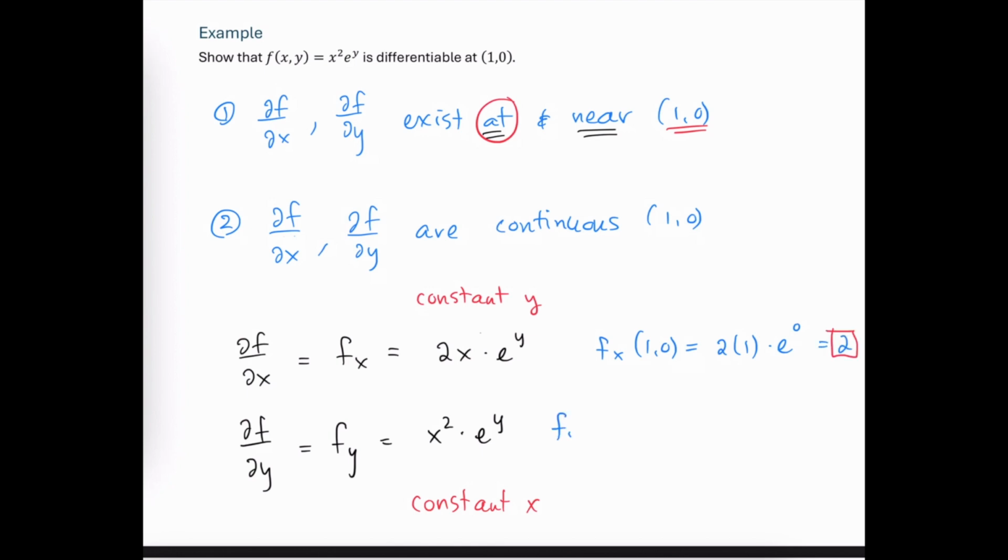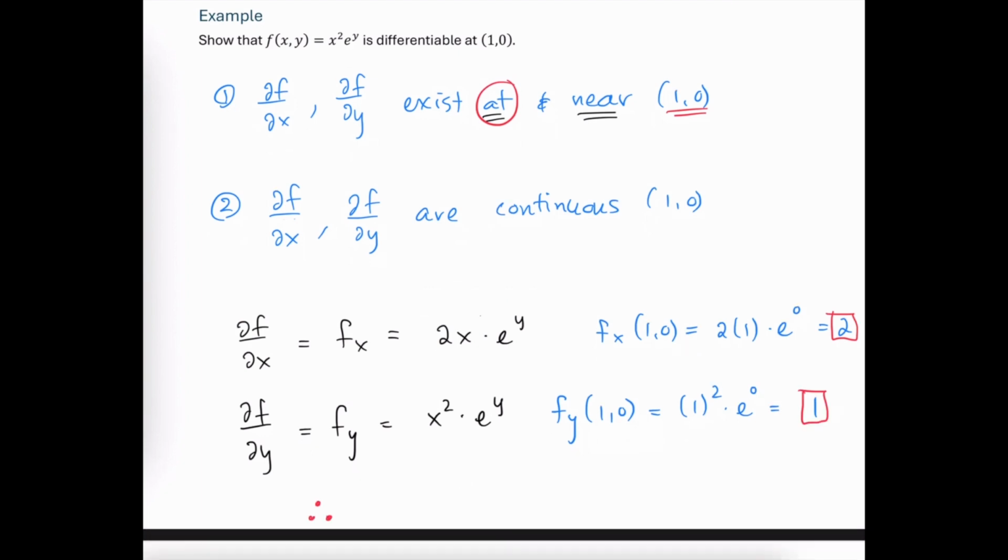Let's do the same thing with the first partial with respect to y, simply plugging (1, 0) into this function. 1 goes in for the x, quantity squared, times e to the 0 for the y, and this output is equal to 1. So the three dots in a triangle mean therefore: f_x and f_y exist at (1, 0), basically because when we plugged (1, 0) into the first partial with respect to x and into the first partial with respect to y, we got real numbers out. So we can say both first partials exist at (1, 0).